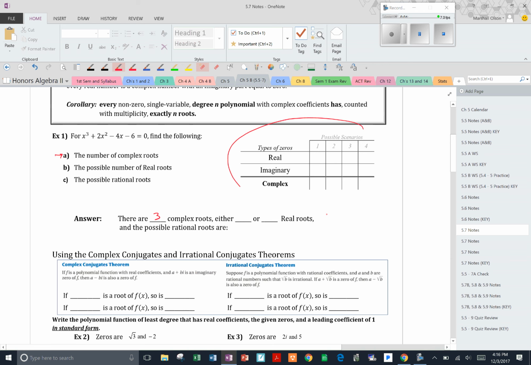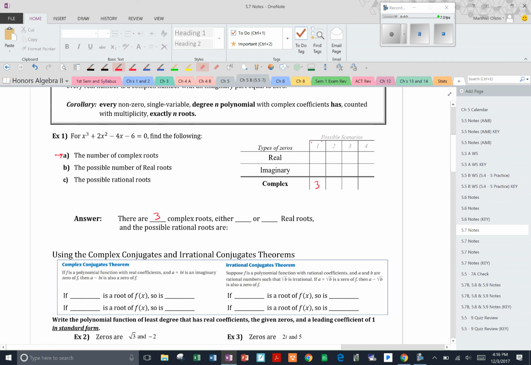This table that we have here represents the possible scenarios given how many different imaginary or real roots we could have, knowing that in total we can only have 3. So we have these possible scenarios here. Scenario 1, 2, 3, 4. We might not use all these, but I'm going to put one down in the complex column at the bottom of the table there to kind of start here.